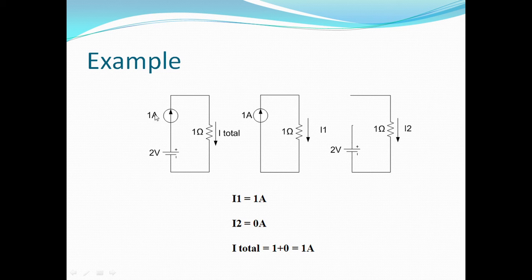Here, when this source is acting, the other is inactivated, and when the other source is acting, this one is inactivated, and the result is the sum of the responses due to these two sources independently. So when the 1 ampere source is acting, the 2 volt source is short circuited and the result is 1 ampere. When the 2 volt source is acting, the current source is open circuited and the current flowing through this one is 0 amperes. Now the result is 1 ampere plus 0 ampere equal to 1 ampere.